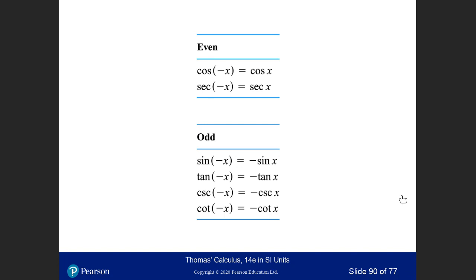One other thing: cosine is an even function, secant is an even function, sine is an odd function, tangent is an odd function, cosecant is an odd function, cotangent is an odd function. So all these are odd functions; they are symmetric about the origin, depending on where you define the function or its interval of definition.